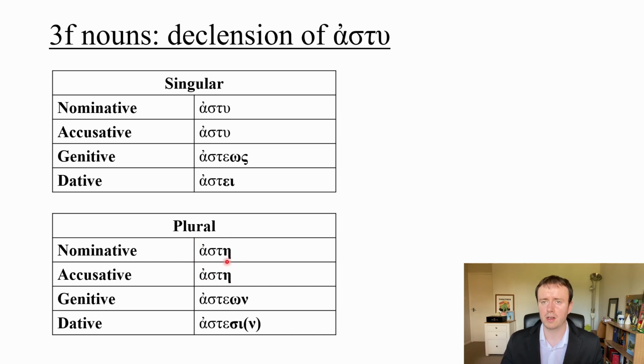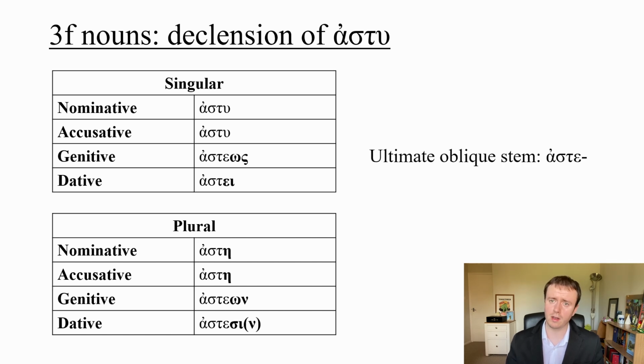Now, the reason it's alpha rather than eis is because the oblique stem of astu is ultimately aste. Like 3E nouns, 3F nouns have an oblique stem which ends in epsilon ultimately. And like 3E nouns do, in the genitive and dative singular, we have the oblique stem ending in epsilon plus the endings os and i, respectively.